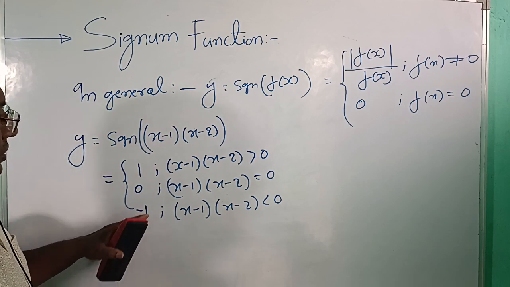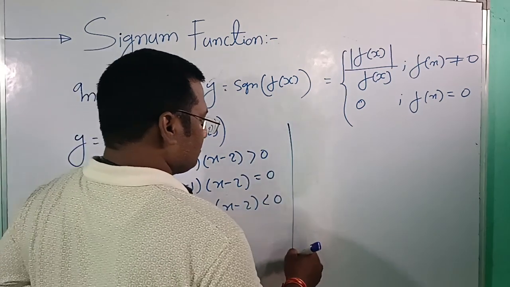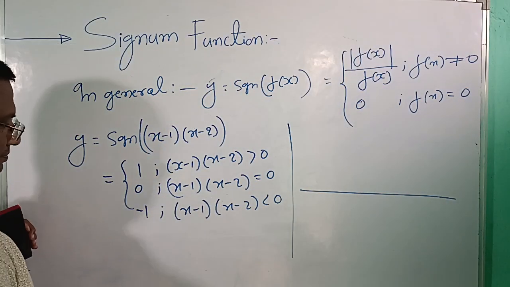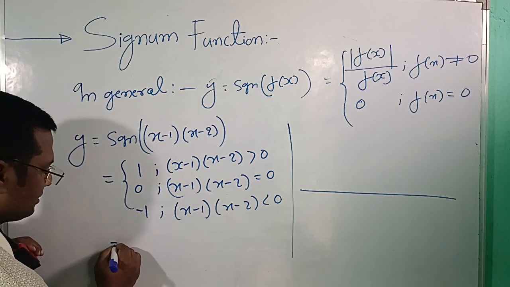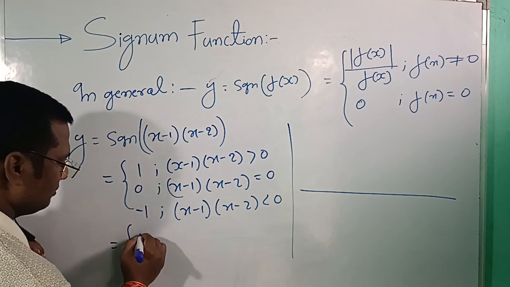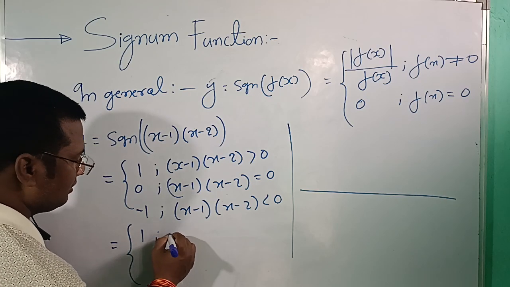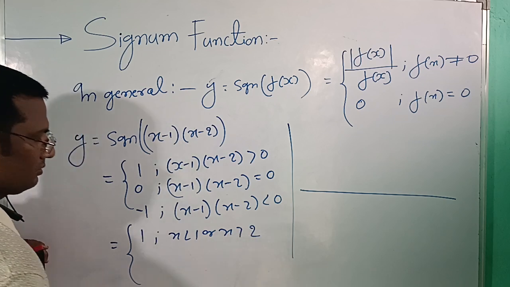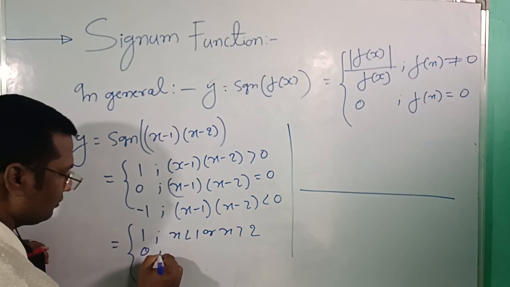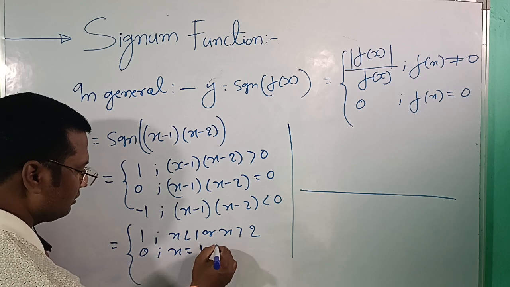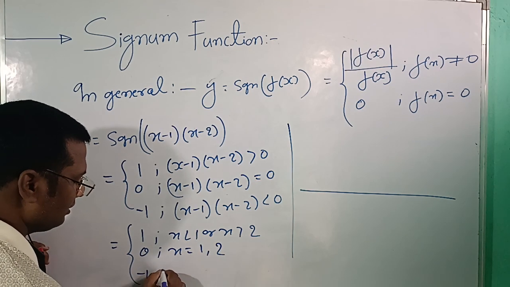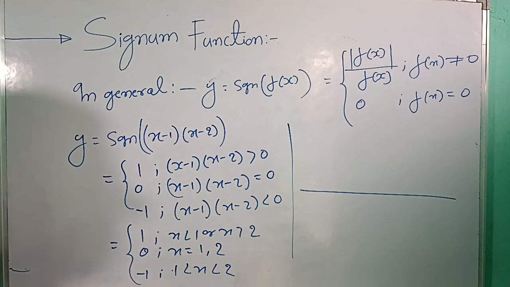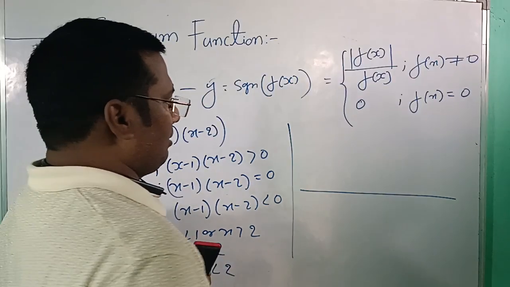Okay, so its graph. Again, let us consider: this is 1 if x less than 1 or x greater than 2. Okay, this is 0 if x equal to 1 and 2. This is minus 1 if 1 less than x less than 2. Okay, now its graph.